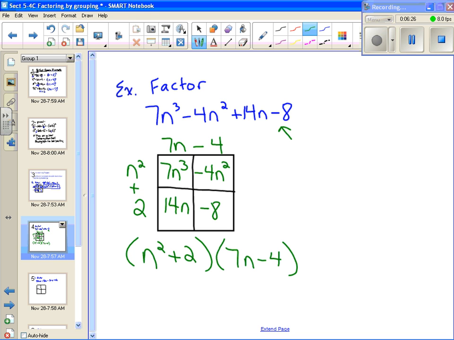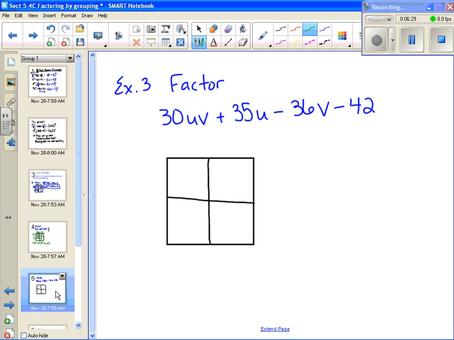All right, next problem. Now, sometimes you can have more than one variable, like you'll see here. I have a u and a v. No big deal. Notice I have 4 terms. I'm going to put 1 term in each box. Now, I don't do any of these today with more than 4 terms, but it's possible you could have 6 terms, and you would just do a bigger box and put 1 term in each box. We won't see that maybe at all. So I'm going to have a 30uv, 35u, negative 36v, and a negative 42.